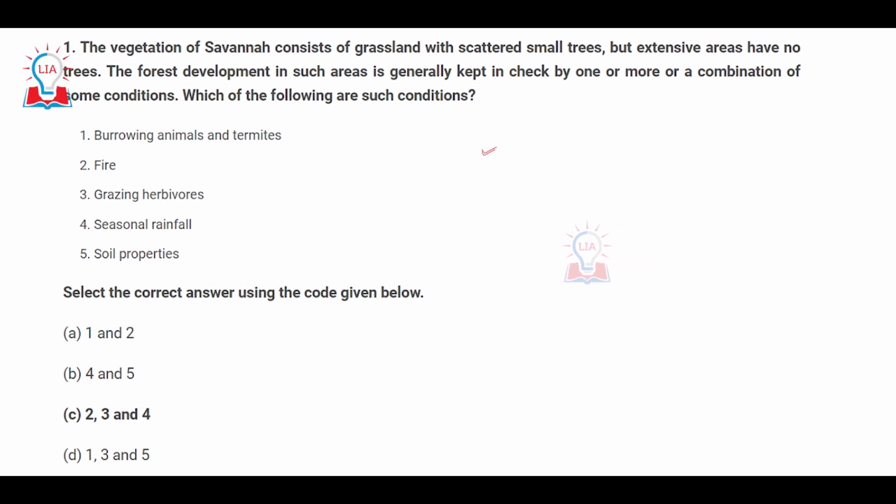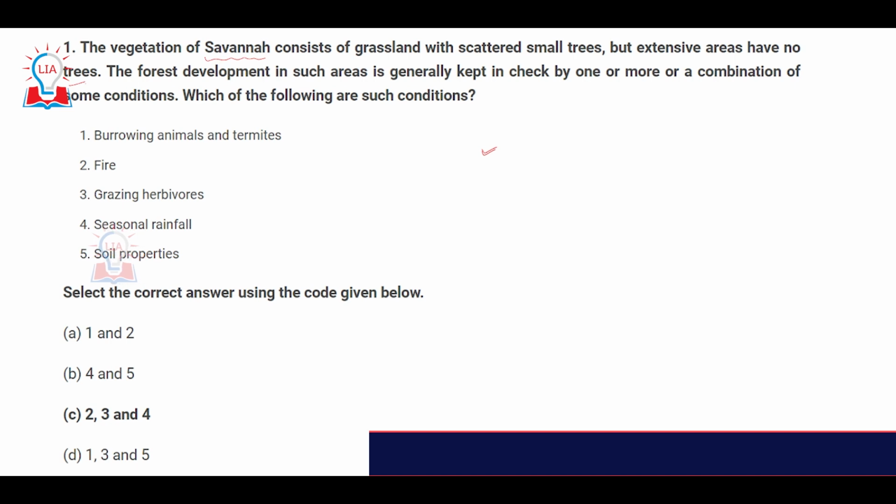as you can see, the question has been asked from the topic of natural vegetation, and a straightforward question is asked related to the Savannah grassland. The question says that the vegetation of savanna consists of grassland with scattered small trees, but extensive areas have no trees. This we already know about the savanna region, that it is largely covered by tall grasses which are as high as 10 to 15 feet in height, but overall the number and density of trees is very less, or overall we can say it has very sparse tree density.